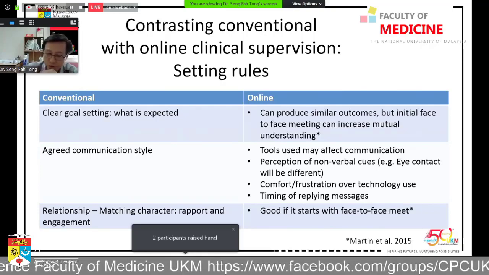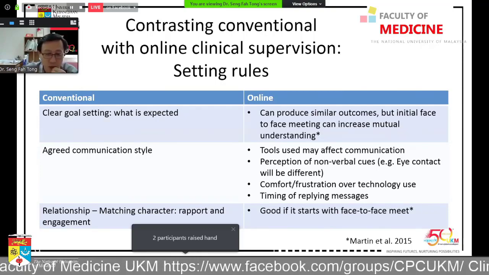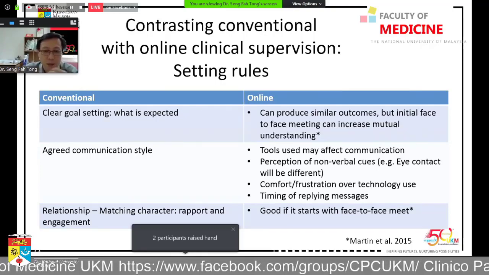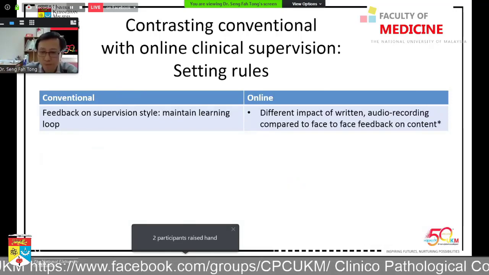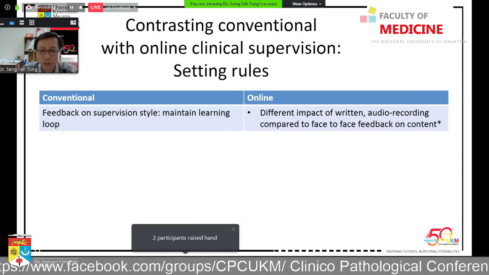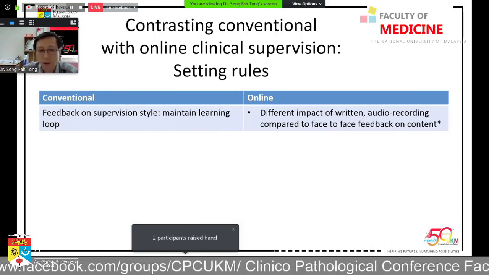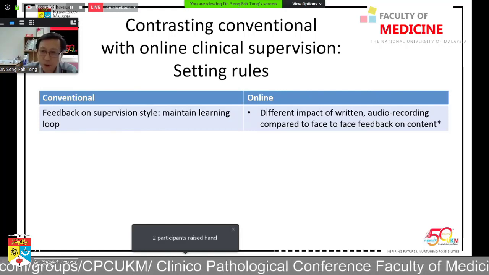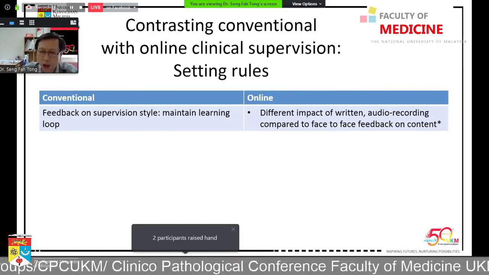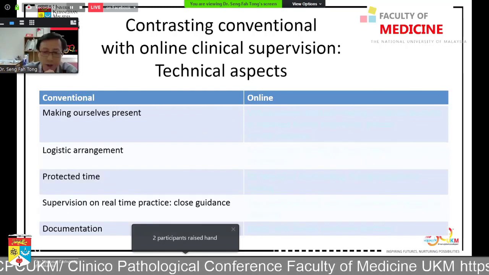Of course, the relationship, I've just spoken a little bit about rapport. So these are the things that we really need to create a mutual understanding. How can we use technology, right? And feedback obviously impacts our clinical supervision. Written feedback, audio recording feedback, face-to-face feedback, all are received slightly differently, okay?